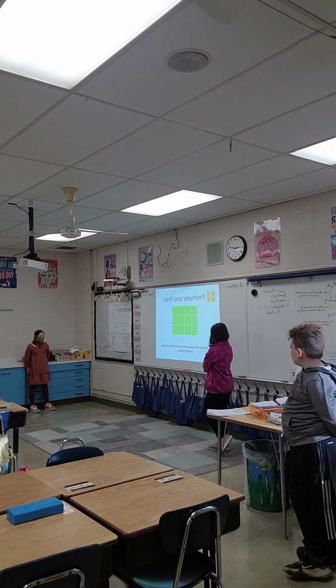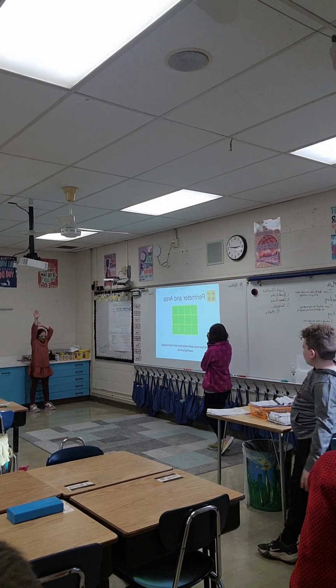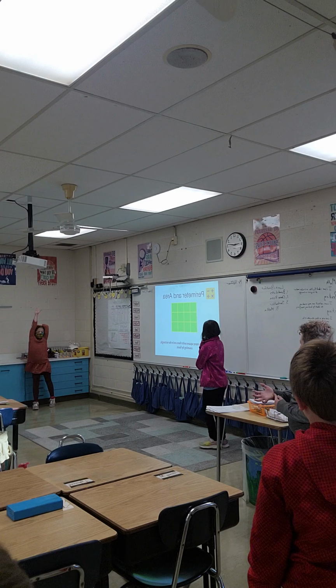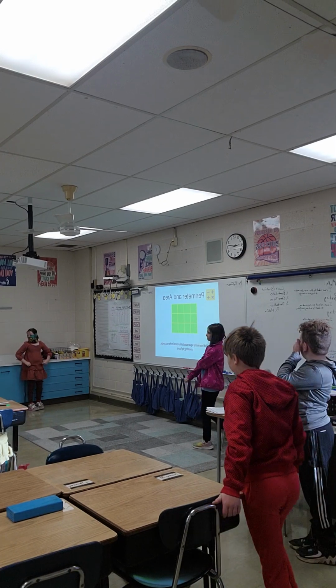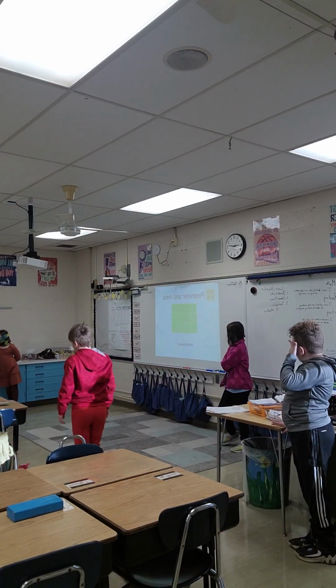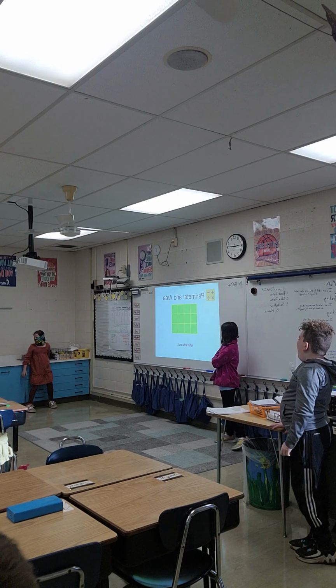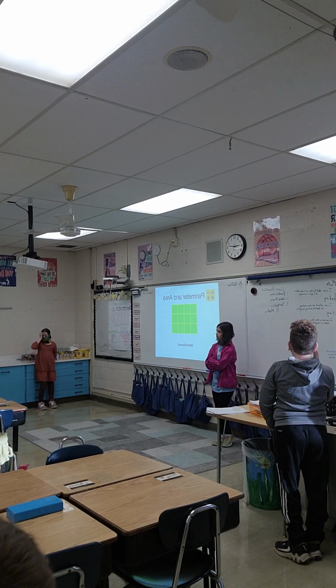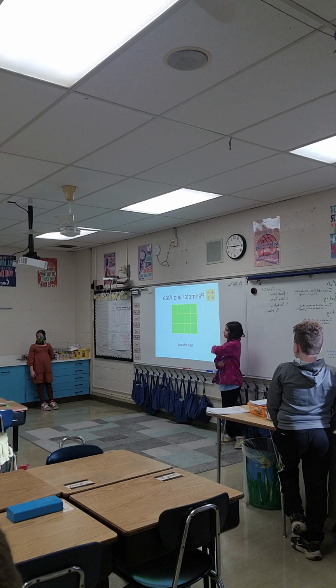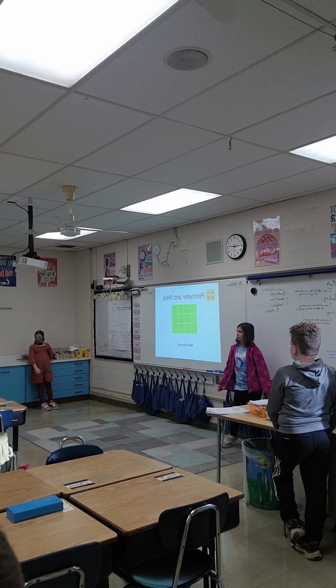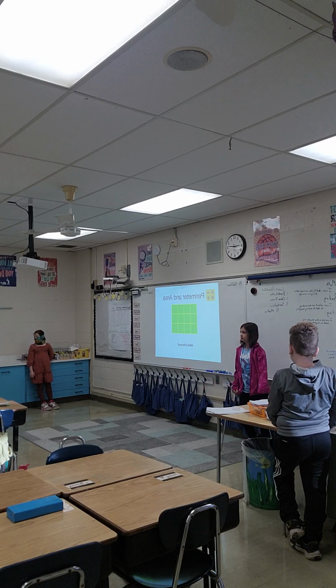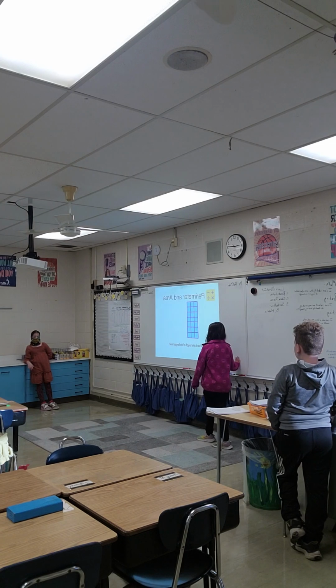Let's find how many square units there are in the rectangle, counting by 4s. Crosby. Perfect. 12. What is the area? Tessa. Not 16. 12. 12 what? 12 square units. Now we got one more, guys.